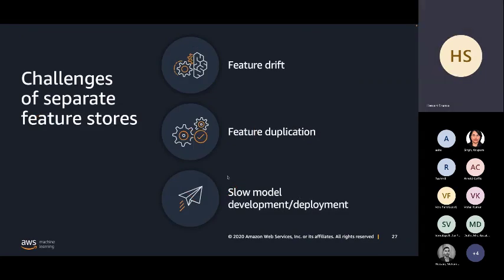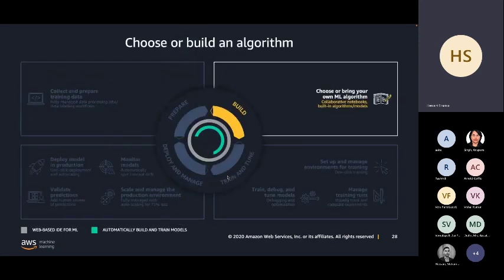So as I told you, the challenges of maintaining different feature stores is that different teams might generate a lot of duplication. The entire process might be slow, and there'll be no single source of truth. So to address that gap and bring more effectiveness, the feature store has been introduced, and we'll be seeing this today. The next step is choose or bring your own machine learning model, right?